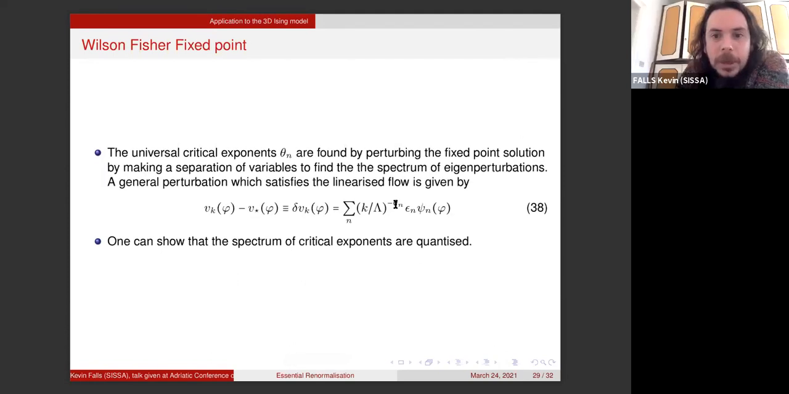Okay, I go back. So I just go back to this slide. So the point is, after solving the fixed point equation, which means that in dimensionless variables there is no k dependence, then you look for a perturbation of the fixed point, and this is how you can extract the critical scaling exponents. This is done by making a separation of variables, so that the k dependence just comes in this prefactor where theta will be the universal critical exponent, and all the phi dependence is in this psi. And you can show both in the standard scheme and in this essential scheme that this spectrum is quantized, which is what you expect, because you just expect some discrete values for these critical exponents.